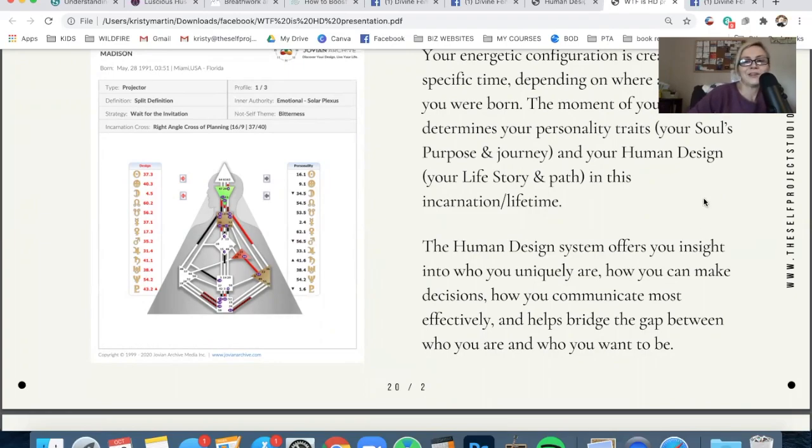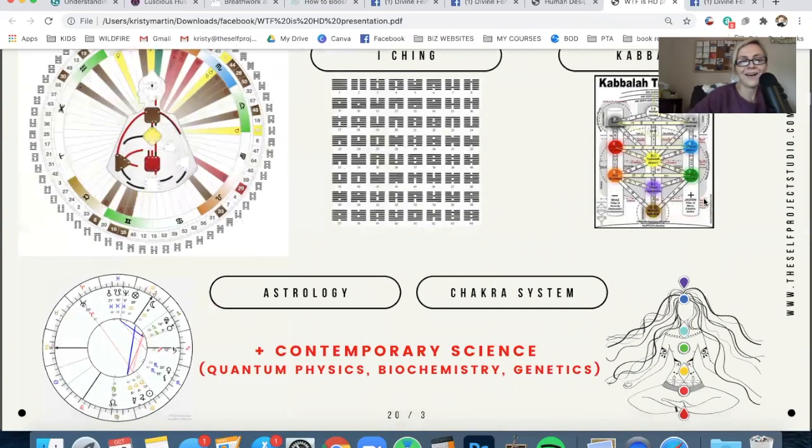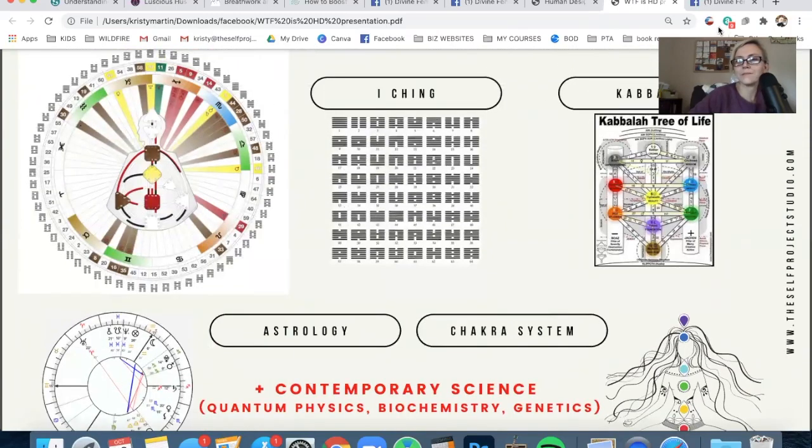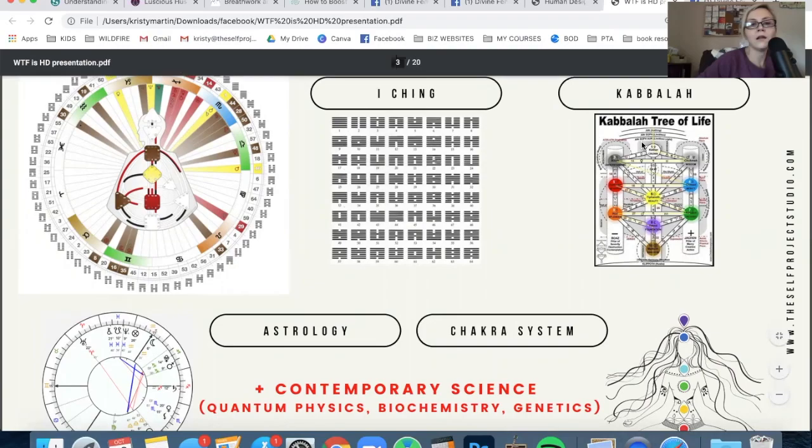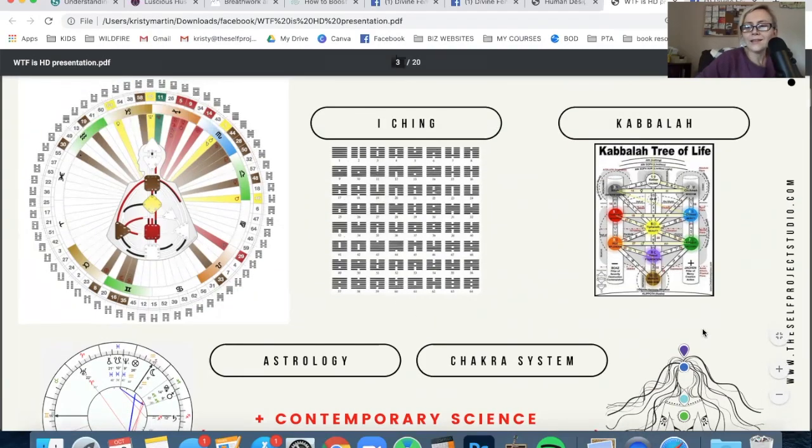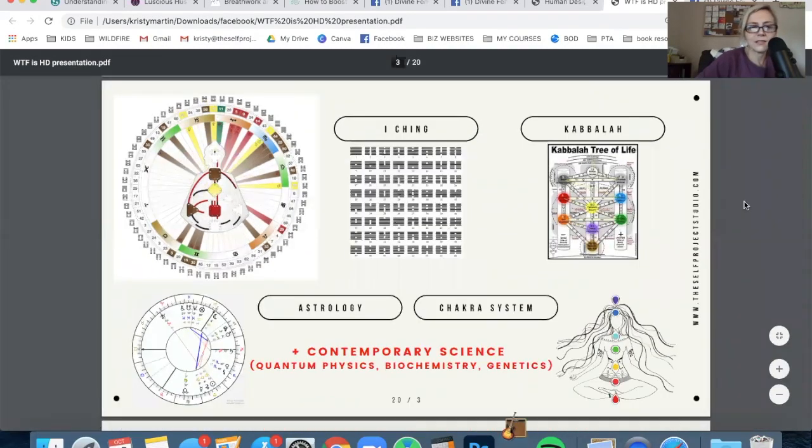So it offers you insight into who you are, how you can make decisions, how you communicate most effectively, and it helps you bridge the gap between who you are and who you want to be. So let me make myself way up here. There we go. Now we can see it all.